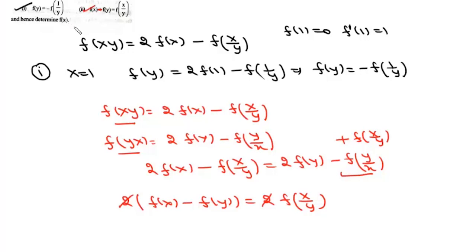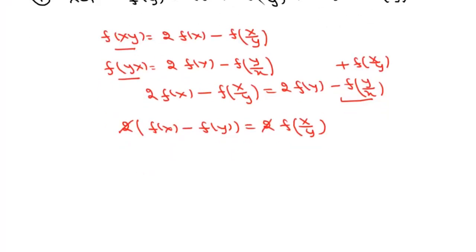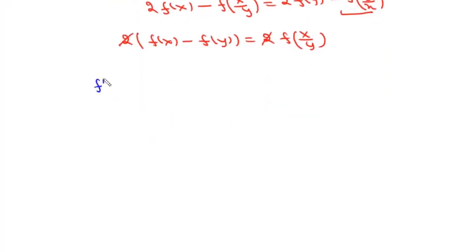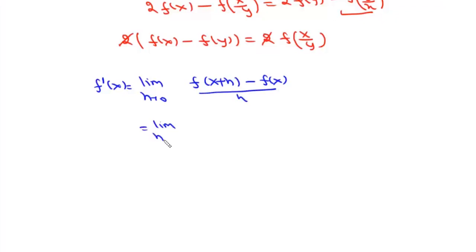Now third one is hence determine f(x). Now what we'll do is we'll write f dash x. Now f dash x is this limit h tends to 0 of f(x plus h) minus f(x) upon h. So it will be this limit h tends to 0. Now f(x) minus f(y) is f(x upon y). So it will be this f(1 plus h upon x), and this is h.